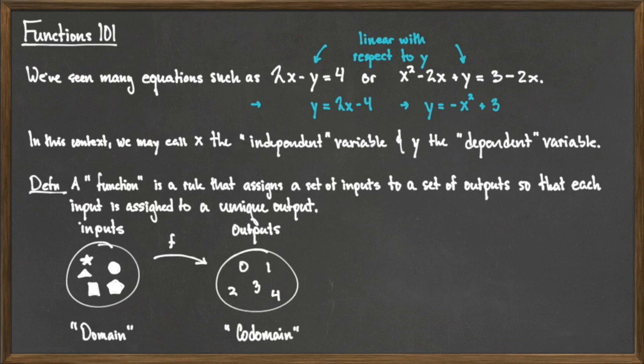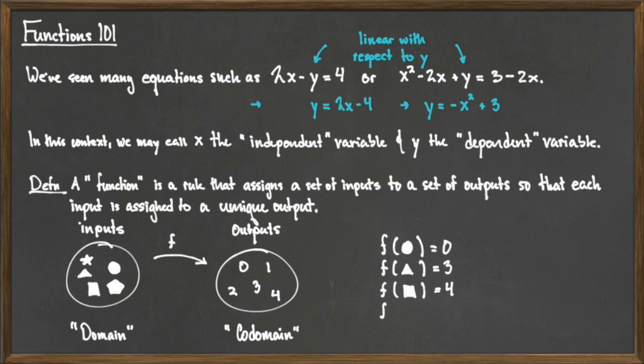Let's draw an example. Imagine that I have a set of inputs being this set of 5 shapes. We'll call this the domain. And then our possible outputs will be the numbers 0 through 4. We'll call this the codomain. And f is going to be the function that assigns a shape to a number. Now the rule that I'm going to give for f is going to be totally random. I'm just pretty much randomly assigning shapes to numbers as long as I obey the rule of a function.